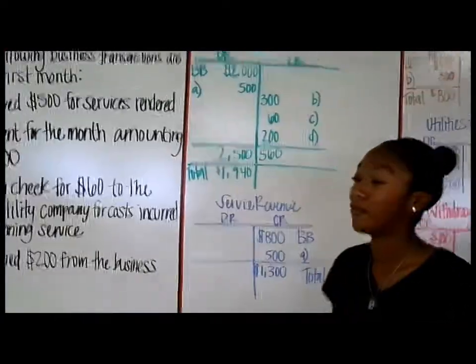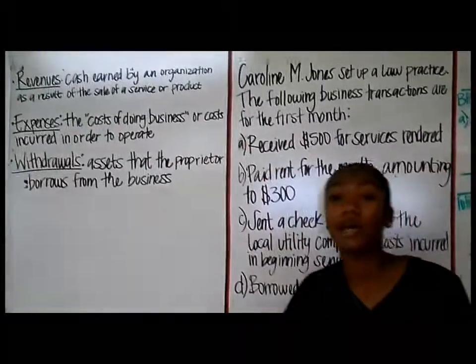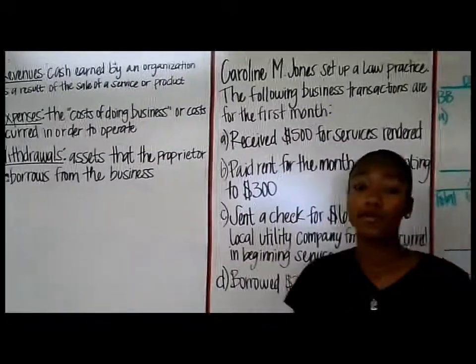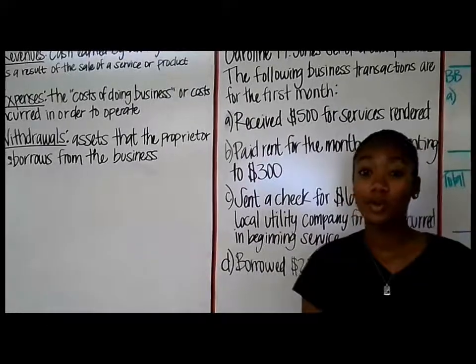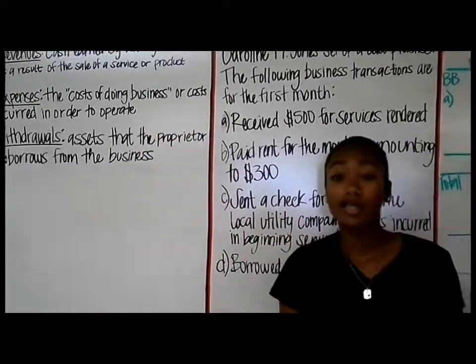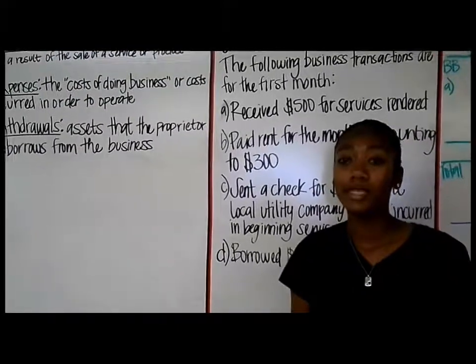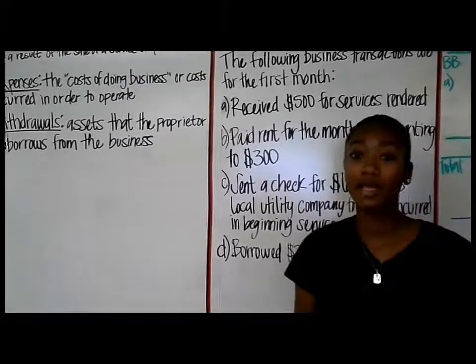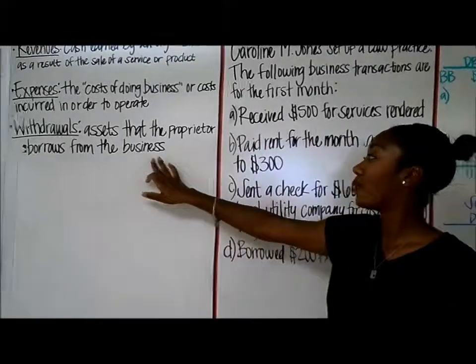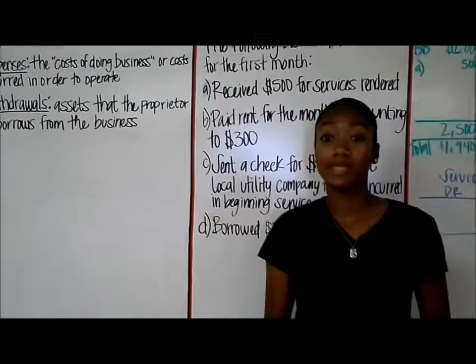So let's recap what we learned. We learned that revenues are any cash that an organization earns from a sale of a service or a product. We learned that expenses are known as the cost of doing a business, so any cost that a business incurs to operate the business. And withdrawals are any assets that the proprietor borrows from the business.